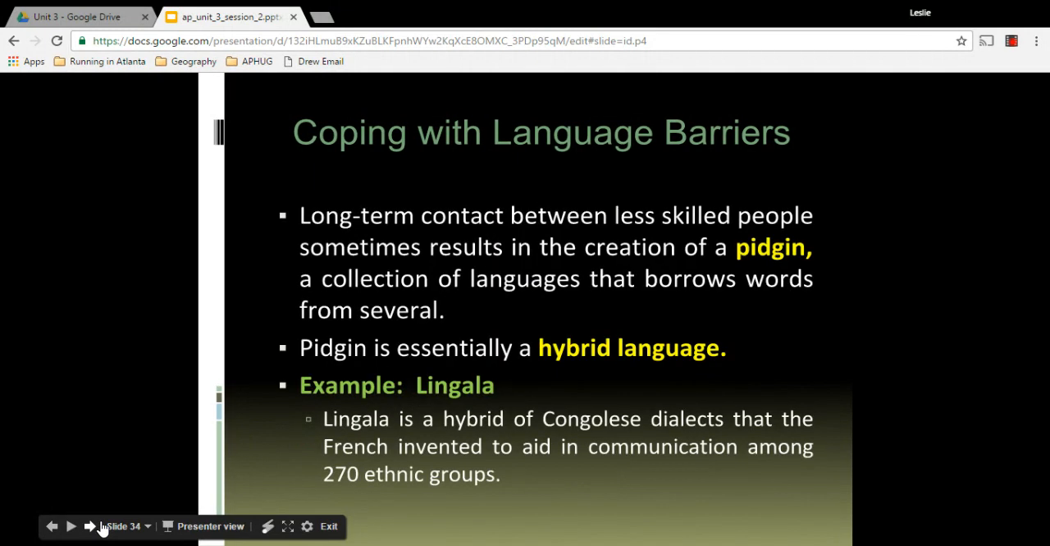Long-term contact between less skilled people sometimes results in the creation of a pidgin, a collection of languages that borrows words from several. So essentially, a pidgin is a hybrid language. An example would be Lingala. Lingala is a hybrid of Congolese dialects in Africa that the French invented to aid in communication among 270 different ethnic groups.